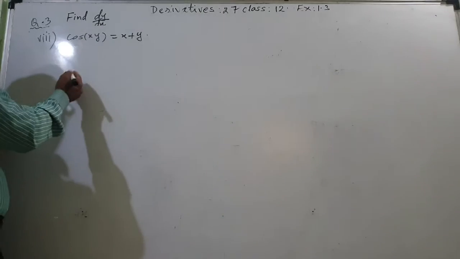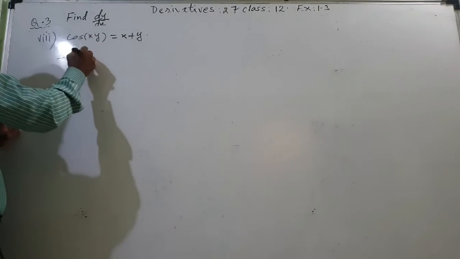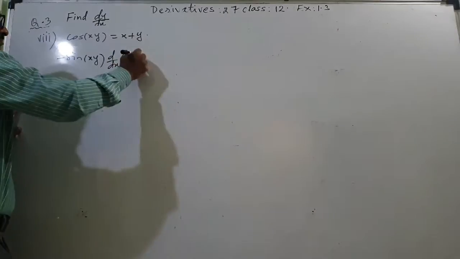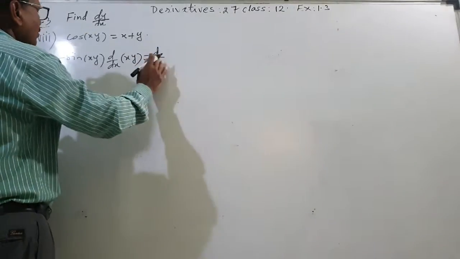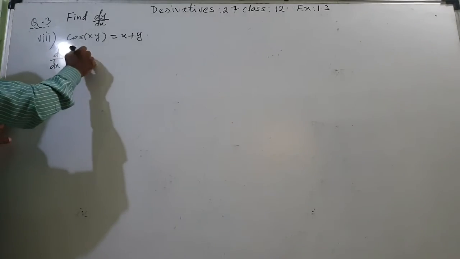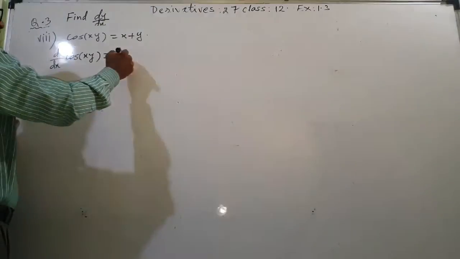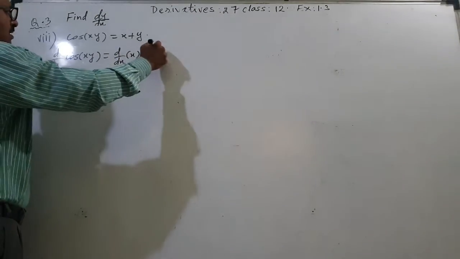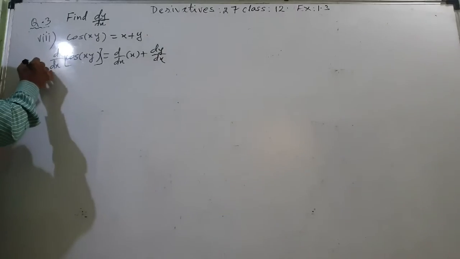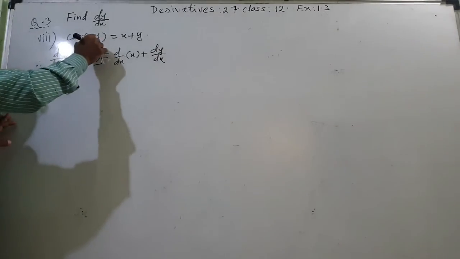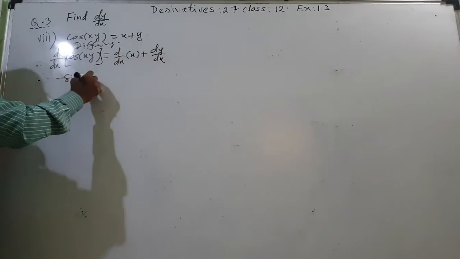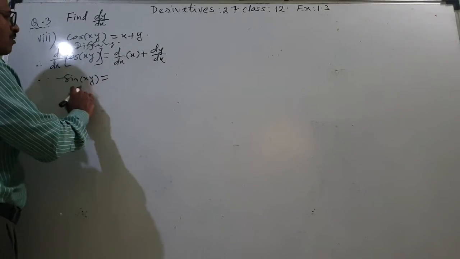Derivative of cos is sin, differentiating, so minus sin of xy into d by dx of xy. I have not written the first step: d by dx of cos of xy is equal to d by dx of x plus dy by dx. Derivative of cos, differentiating, you write differentiating. Derivative of cos is minus sine of xy is equal to derivative of x is 1.